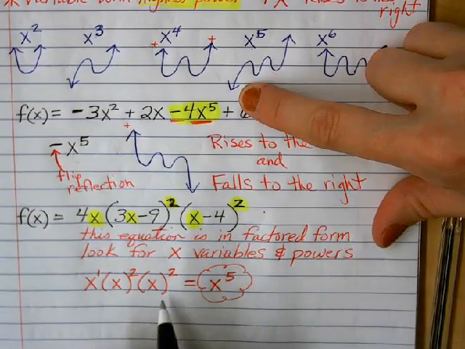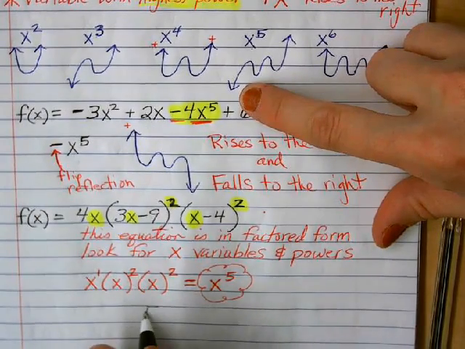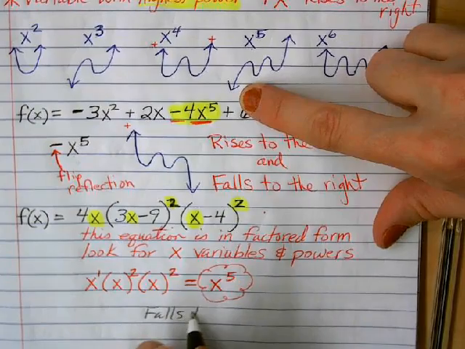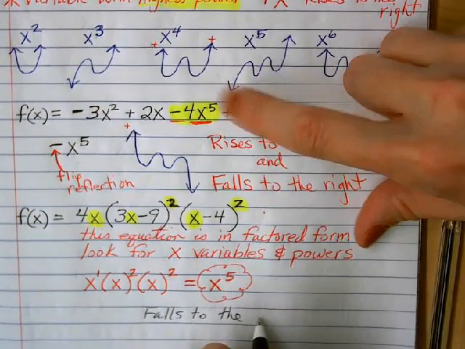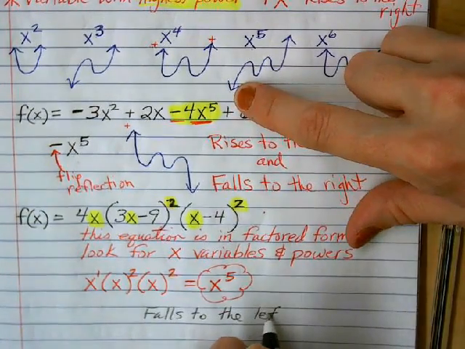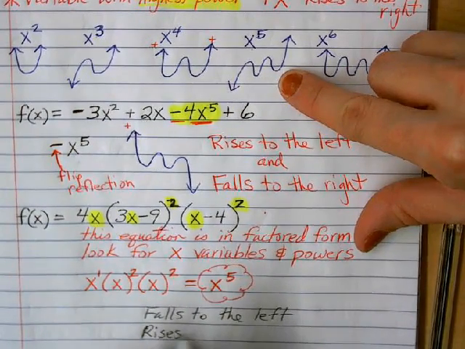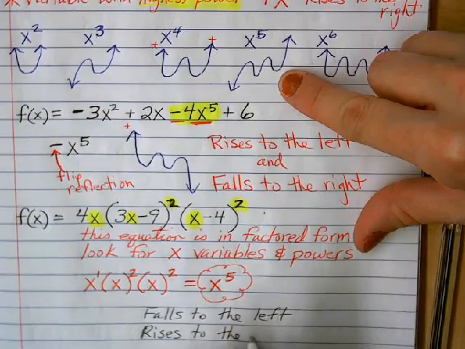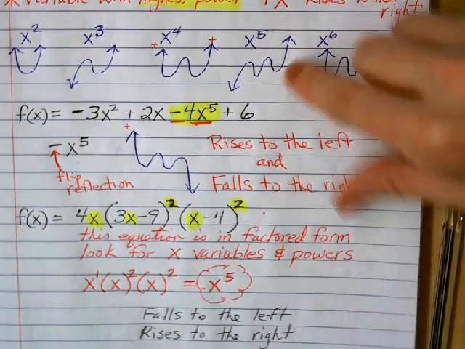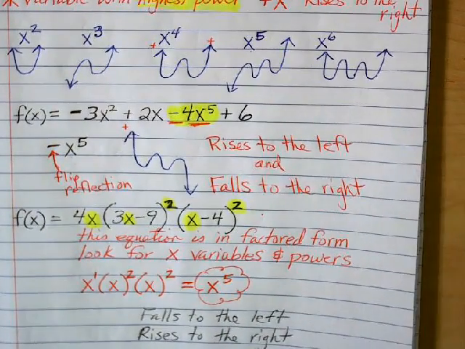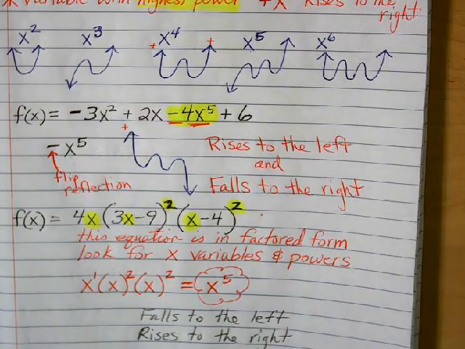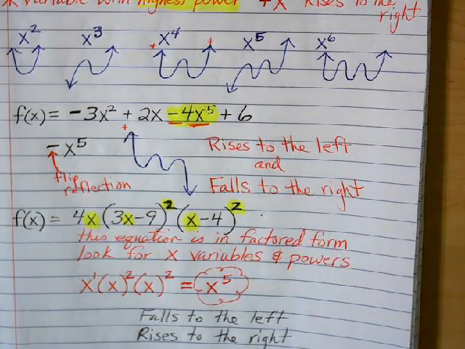Yeah, it falls on the left side. It falls to the left. This left arrow is going down. Falls to the left. Good job. Rises to the right. So that's the new stuff today. It's figuring out what you think these graphs look like, which arrow is going up, which arrow is pointing down on the graphs.